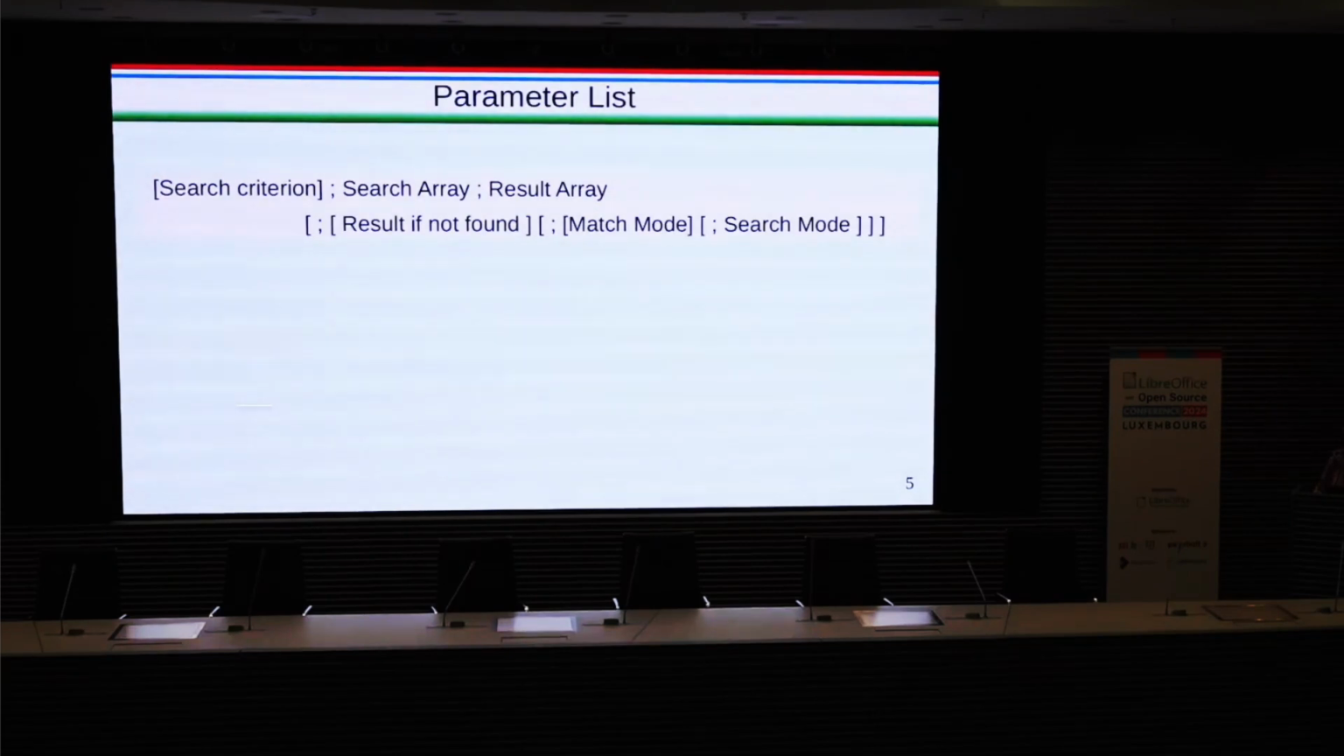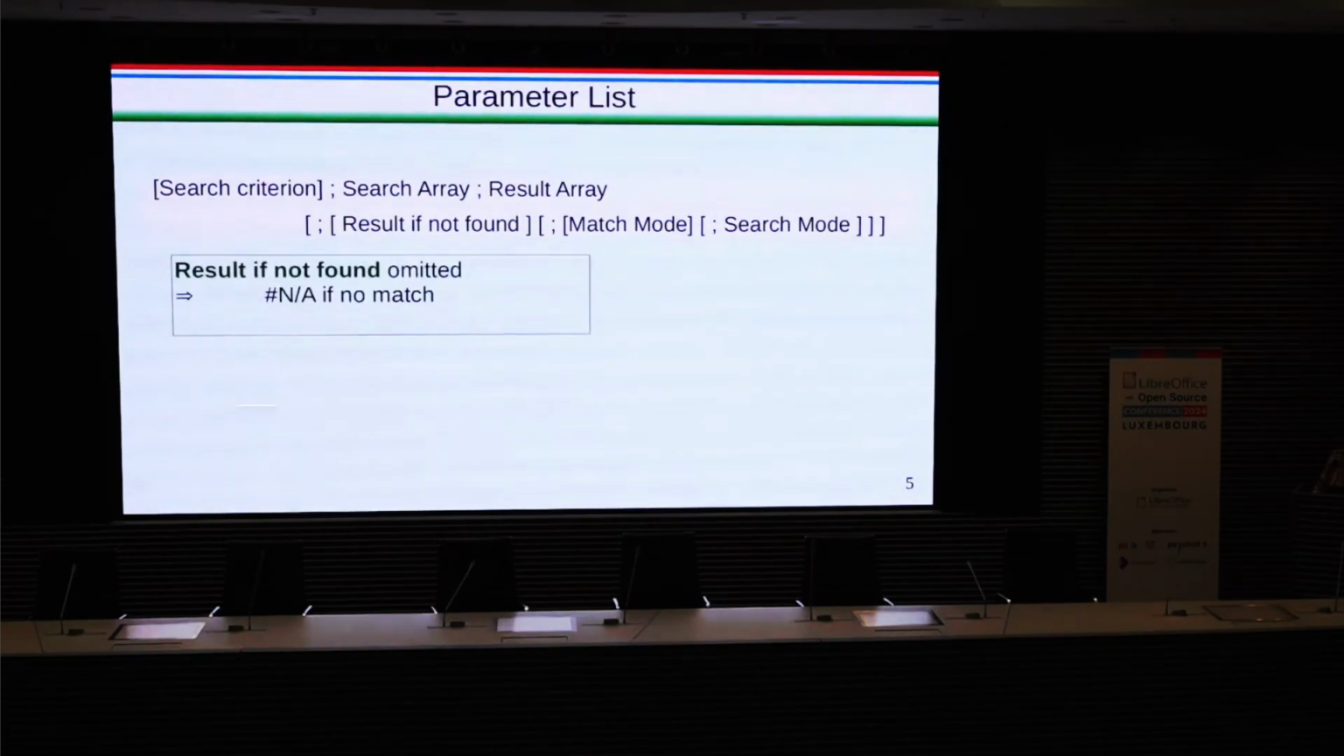The parameter result if not found is a nice simplification. You no longer need to use an IF function to describe what should happen if a value you are looking for does not occur at all. It's here. When you do nothing specifiable, when it is omitted, then in such cases, a not available error is generated.